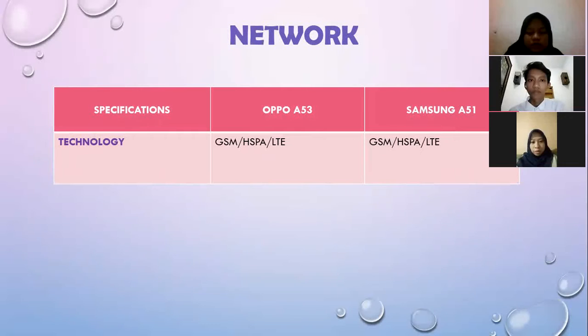First, we will talk about the network used by both phones. Oppo uses GSM, HSPA, or LTE, and Samsung uses GSM, HSPA, or LTE. So the network used by both phones is the same.